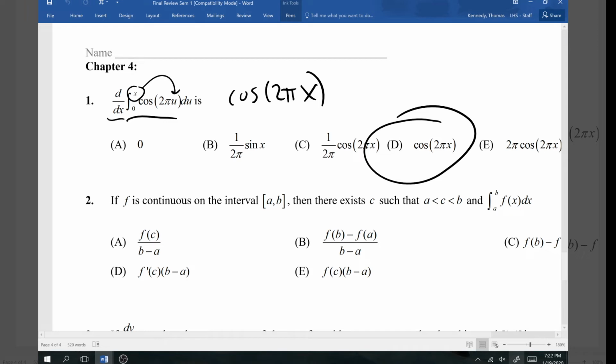Now, some caveats to this, because this one was pretty easy. But I could put a harder one, and I probably will, on our final.